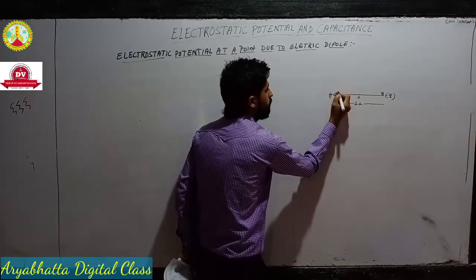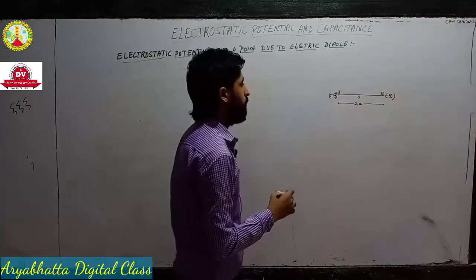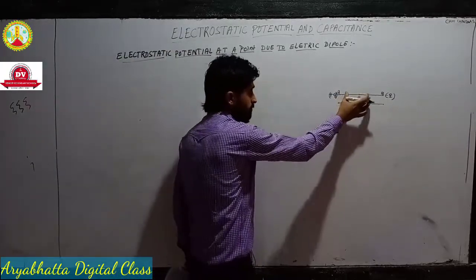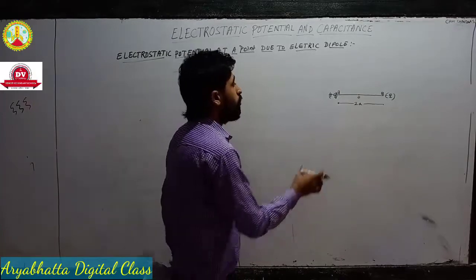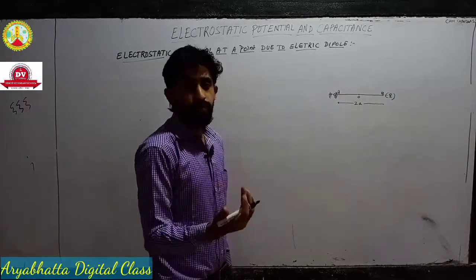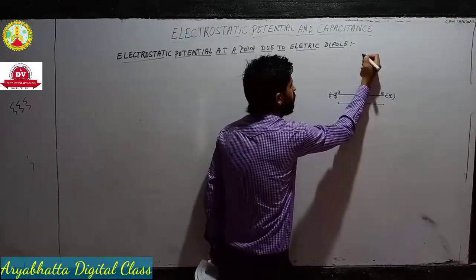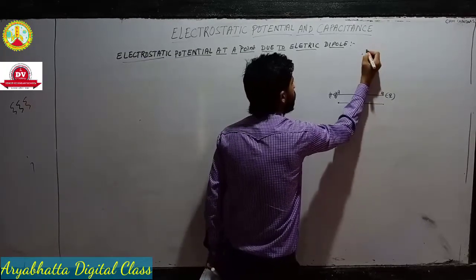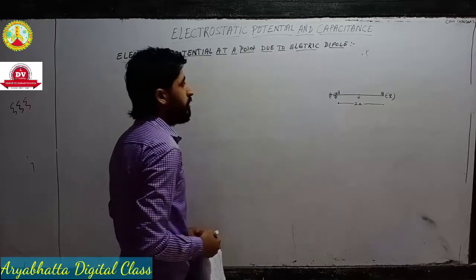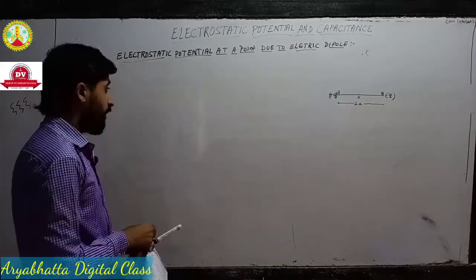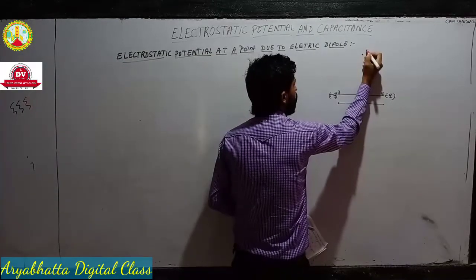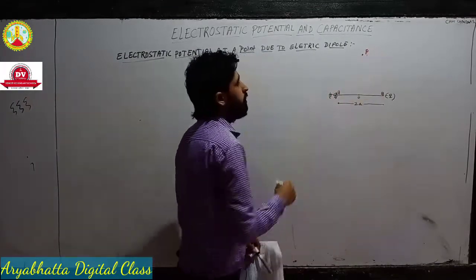So what do we need to find? We need to find the electric potential due to this dipole at any point, let's say a point P. So on point P we need to find the electric potential due to this dipole.